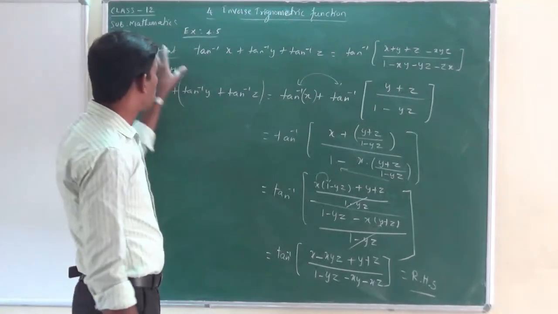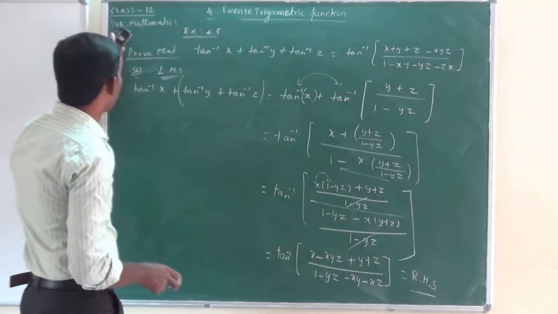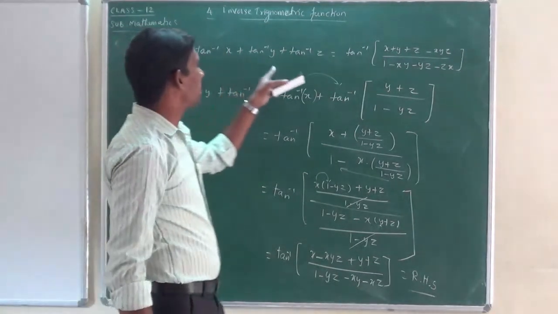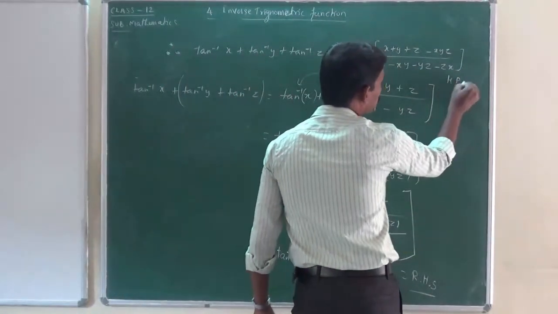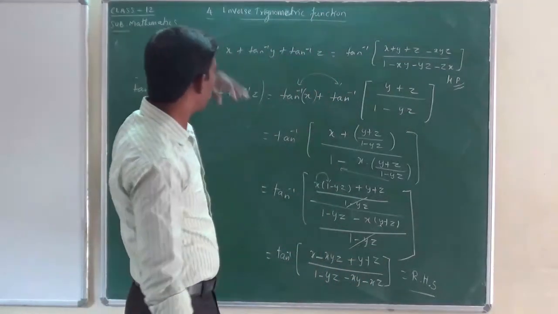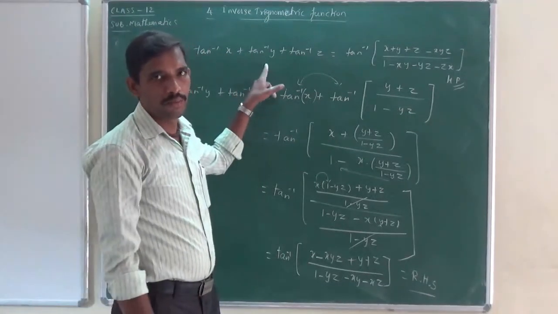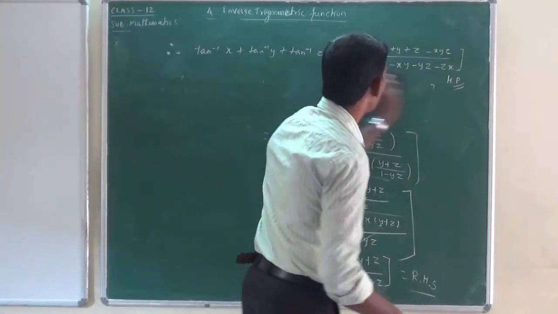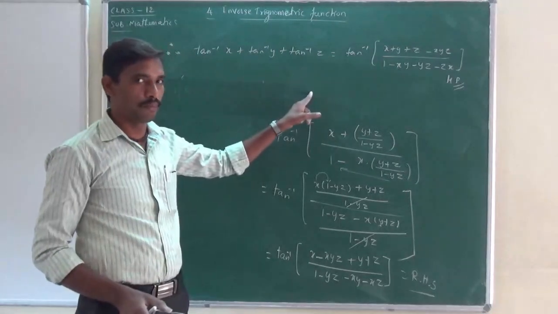Before completing this one, we want to write, therefore, like this. Therefore, tan inverse of x plus tan inverse of y plus tan inverse of z is equal to tan inverse of this one. So you want to complete this one. LHS equal to RHS is okay, but before completing this sum, you want to write the last statement given in the question. It gets marks. Okay, so if you complete this one, you get full marks. Otherwise, you will definitely lose 1 mark. So this is the final step. Okay, thank you.